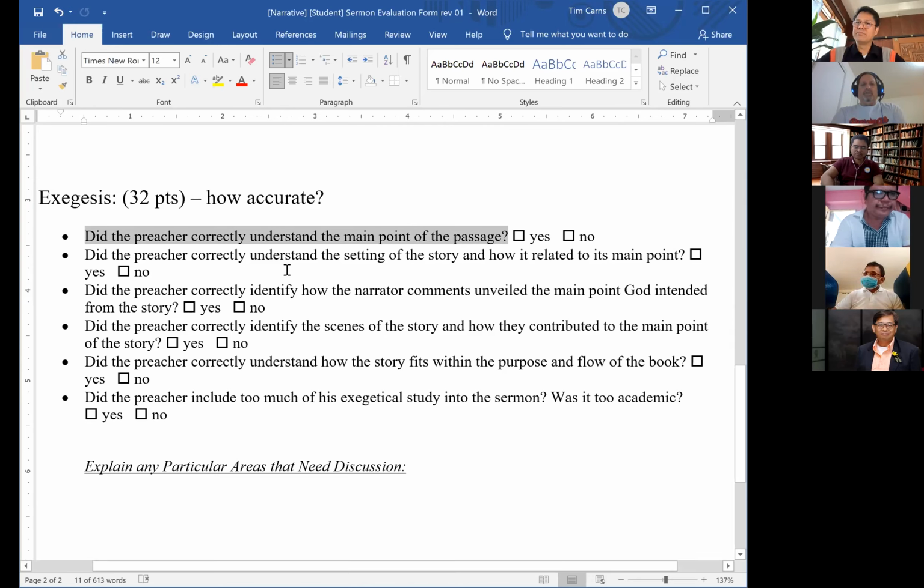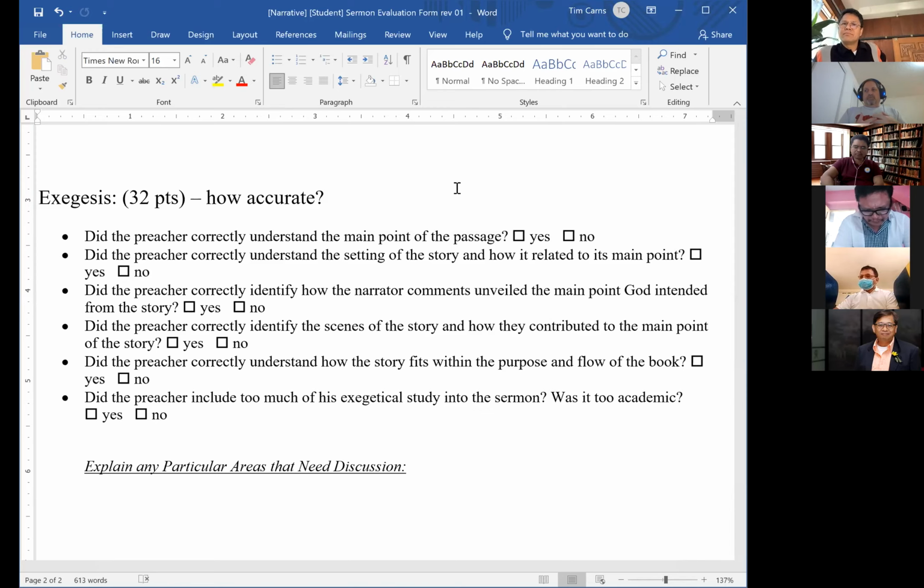And then the second part is, did the preacher correctly understand the setting of the story, how it related to its main point? This goes back sort of to the introduction. Did you introduce your audience, your hearers, to the background of the story enough so that they would understand what's going on in the story? So if you're teaching a passage from a later chapter in the story, you're going to have to effectively bring them to that point in your story.